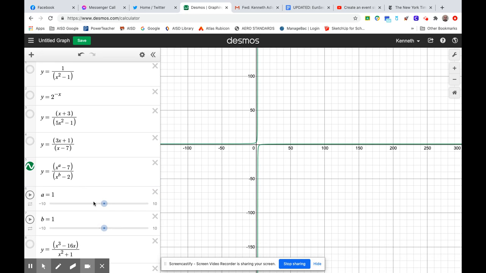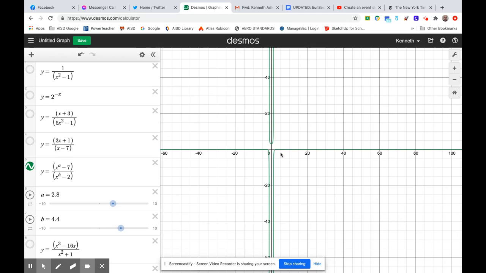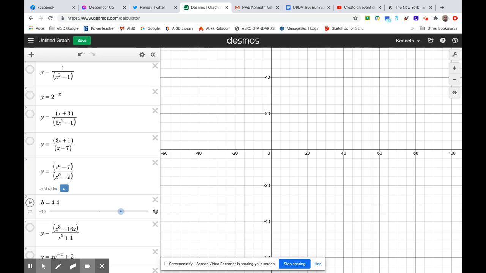Let's make a slider for all of them. You can see as A is greater than B, the function goes off to the infinities. But when B is greater than A, it approaches the axes. You can see that. Okay, let me get rid of that.